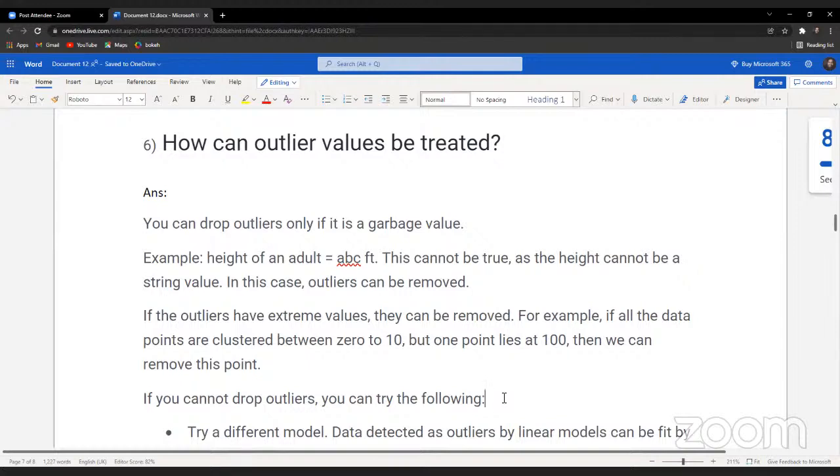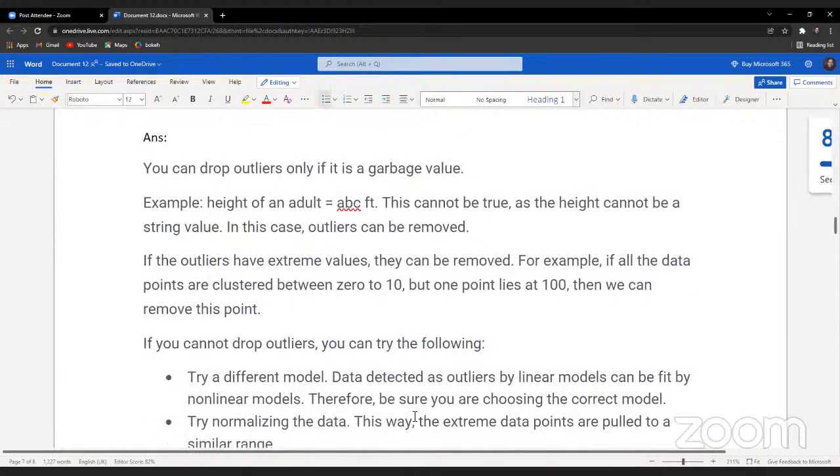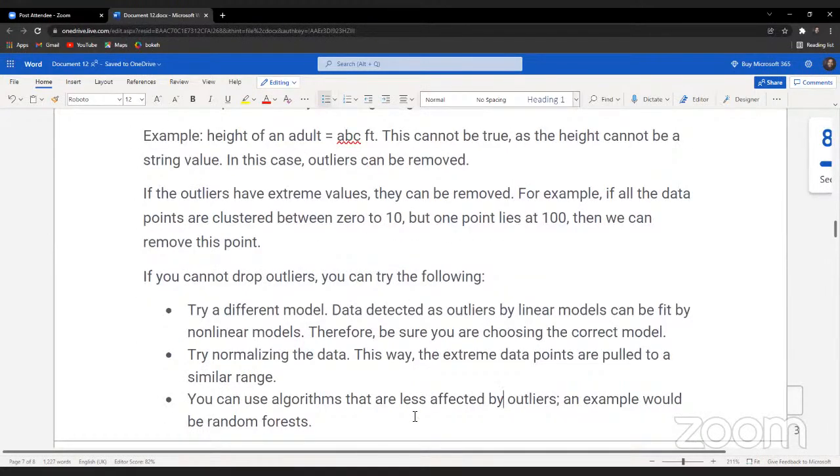It can be neglected. If the outliers have extreme values, they can be removed. For example, if all the data points are clustered between 0 to 10, but one point lies at 100, then we can remove this point. If you cannot drop outliers, you have to follow these steps.